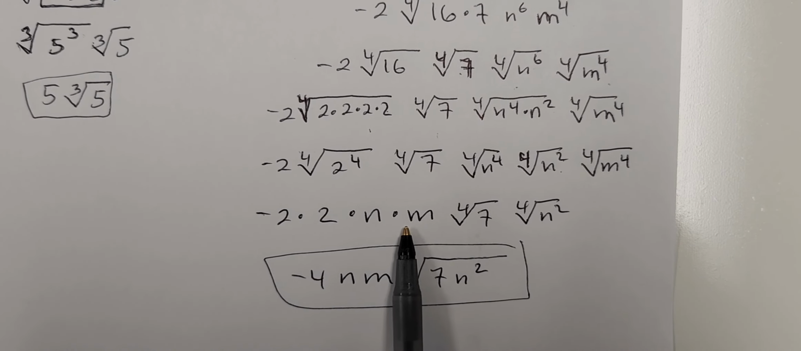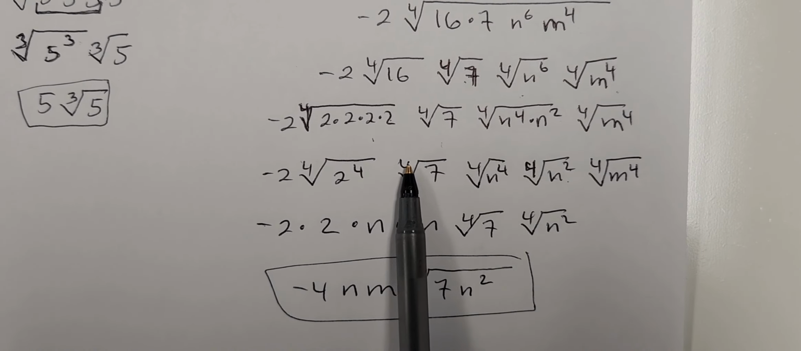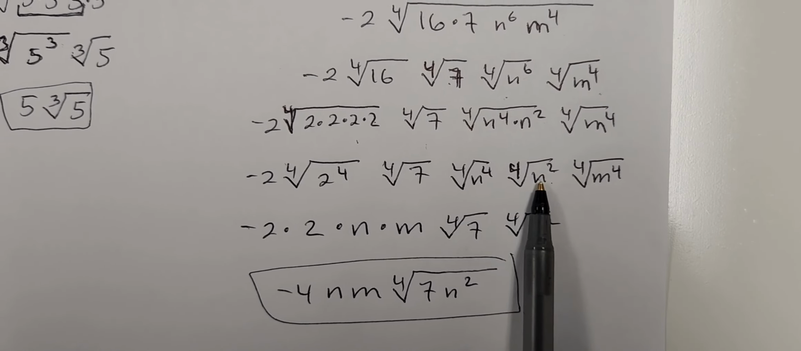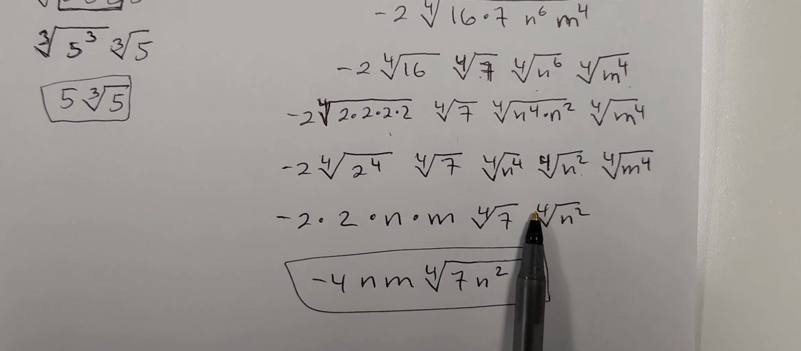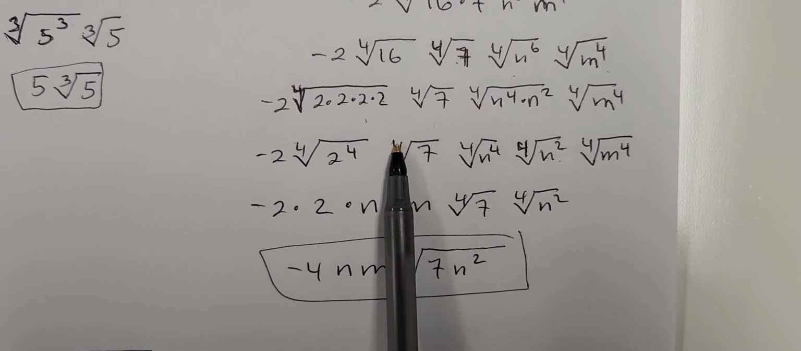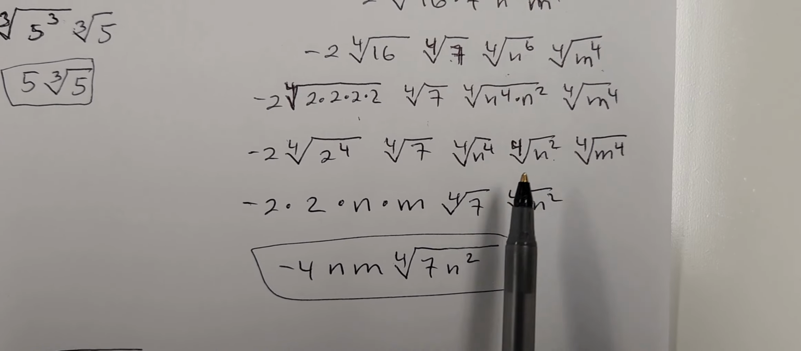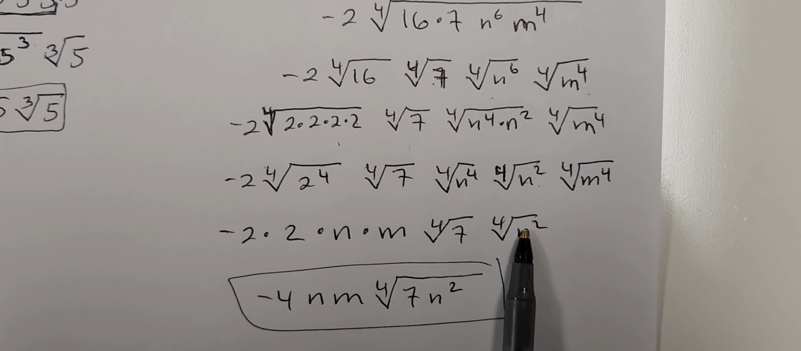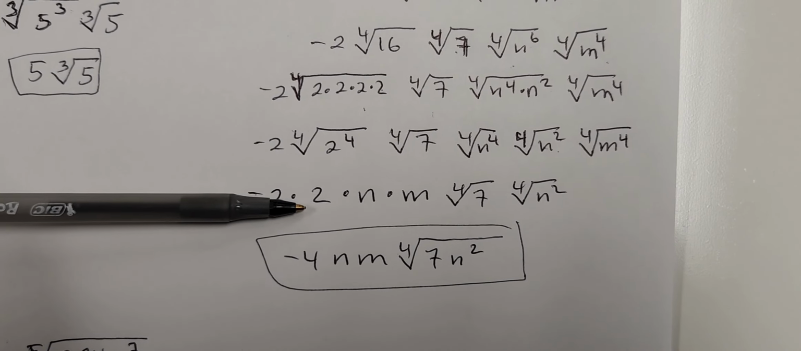The only one that is not fourth root is this one, fourth root of 7 and fourth root of n squared. That cannot be fourth root, so I leave it alone. So this one right here cannot be fourth root, I leave it alone. This one cannot be fourth root, I leave it alone. Okay, so I went from this line down to this line.